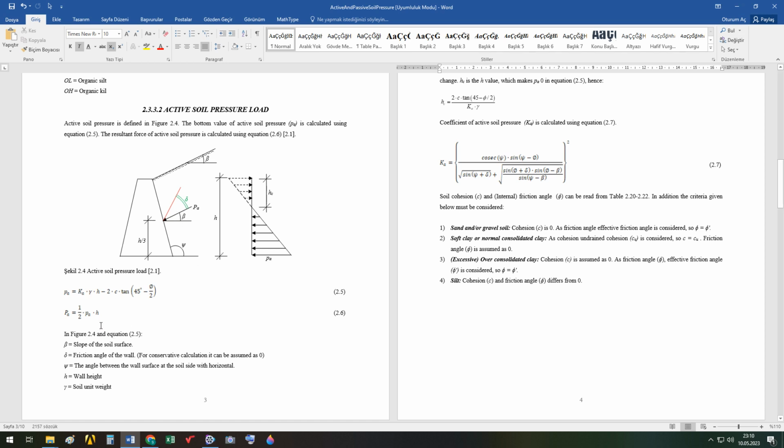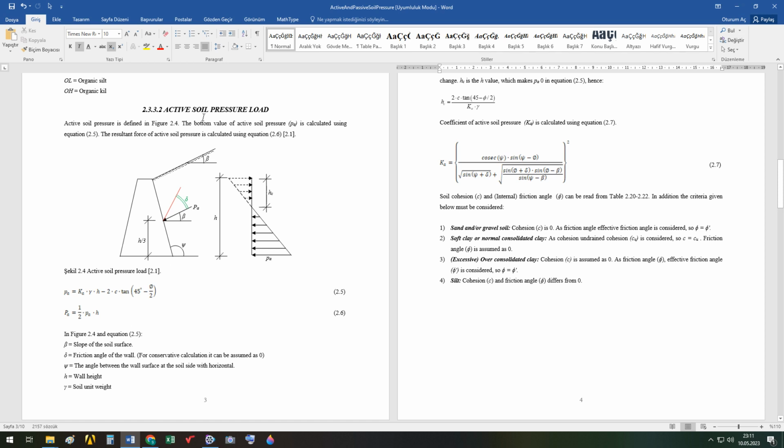Here is the explanation of the symbols used in these two formulas. Here, small letters pa means the bottom value of the active soil pressure load, and the capital PA is its resultant force. In this equation and this equation, the used symbols have the definitions given here.